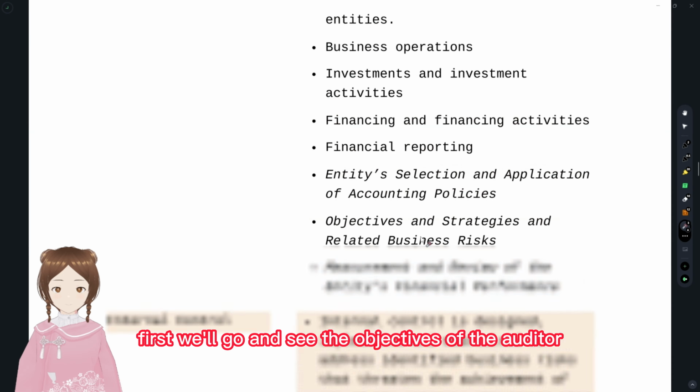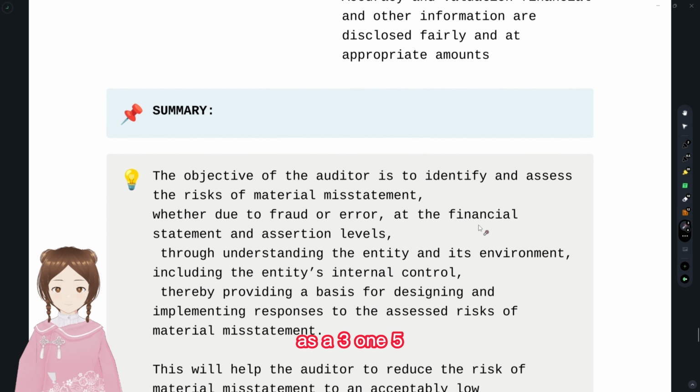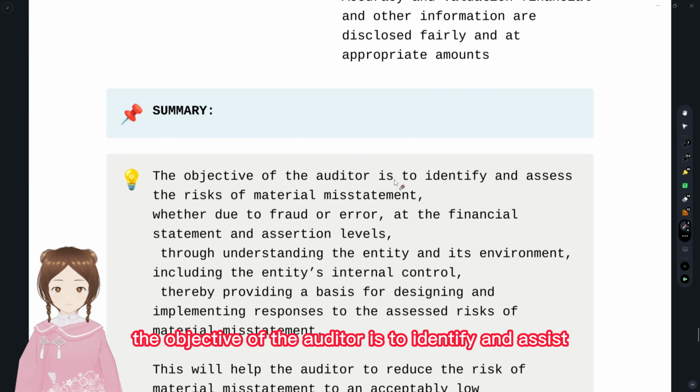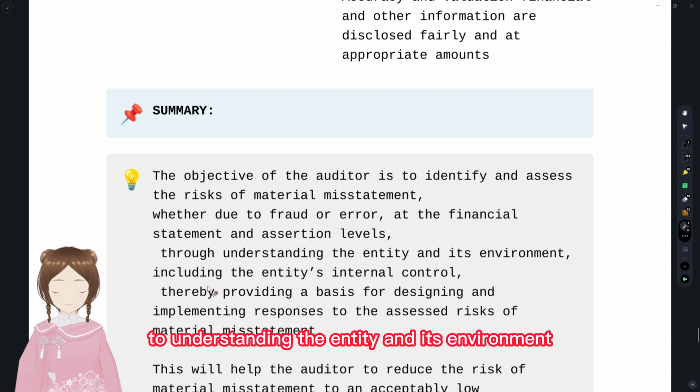Today we are going to discuss SA 315, identifying and assessing the risk of material misstatements through understanding the entity and its environment. As we always do, first we'll see the objectives of the auditor with regards to this SA 315. The objective of the auditor is to identify and assess the risk of material misstatement, whether due to fraud or error, at financial statement and assertion level, through understanding the entity and its environment.